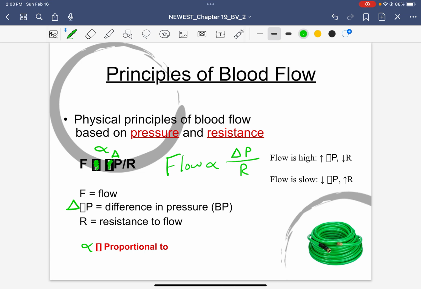Excuse me. Grab a tissue here. Flow is proportionate to change in pressure over resistance. It's another way of saying equal. It's just a little bit less certain, but for our purposes, it's like equal. So look at the numerator. Flow is on the left-hand side. What's on the numerator over here? Change in pressure. So that means that change in pressure and flow are directly related.